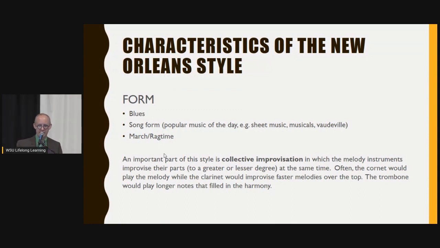The form was a bit different too, because like I talked about last time, the blues is an important form that everyone followed. Also, the 32-bar song form, written by Tin Pan Alley composers for musicals and vaudeville and such. But what was also important was the march and ragtime music. Those types of music used a much more interesting form. We're going to talk about that in a minute, but it often had four or maybe even more different sections to it.